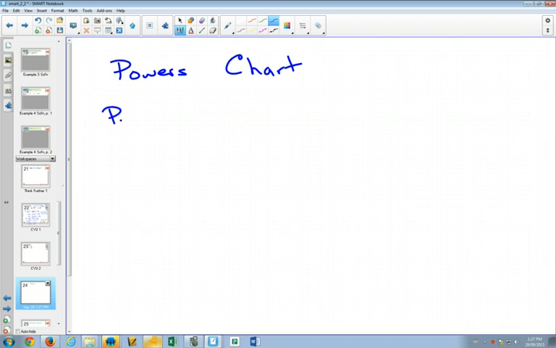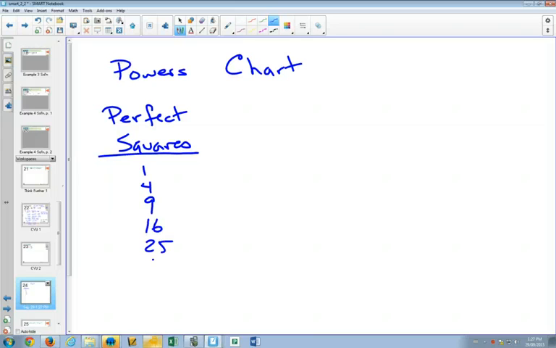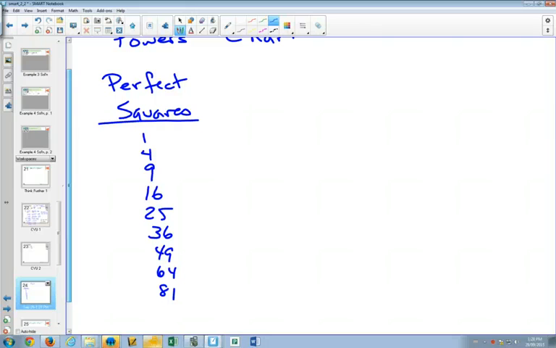So what are our perfect squares? I mean, you can always list 1, but 2 squared is 4, 3 squared is 9, 4 squared is 16, 25, 36, 49, 64, 81, 10 squared is 100. Those are our perfect squares. You need to know those numbers and be able to work with them quickly.